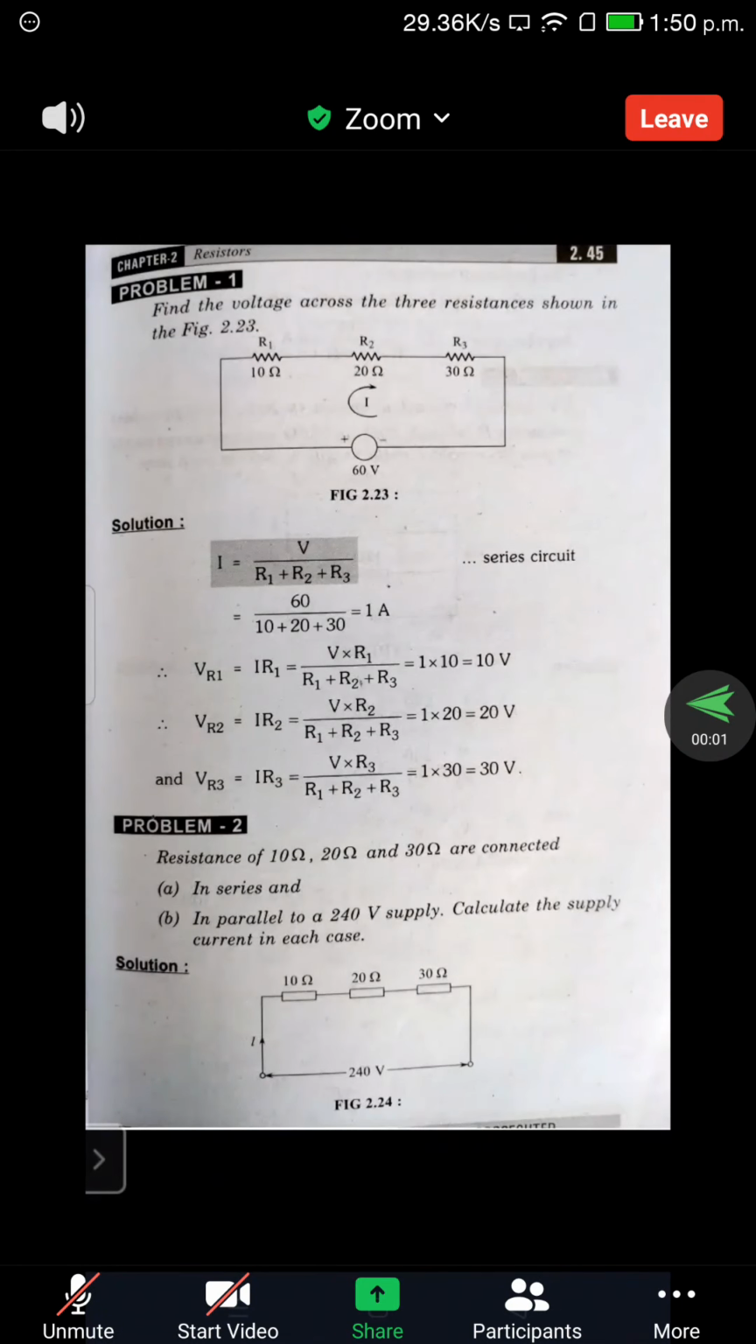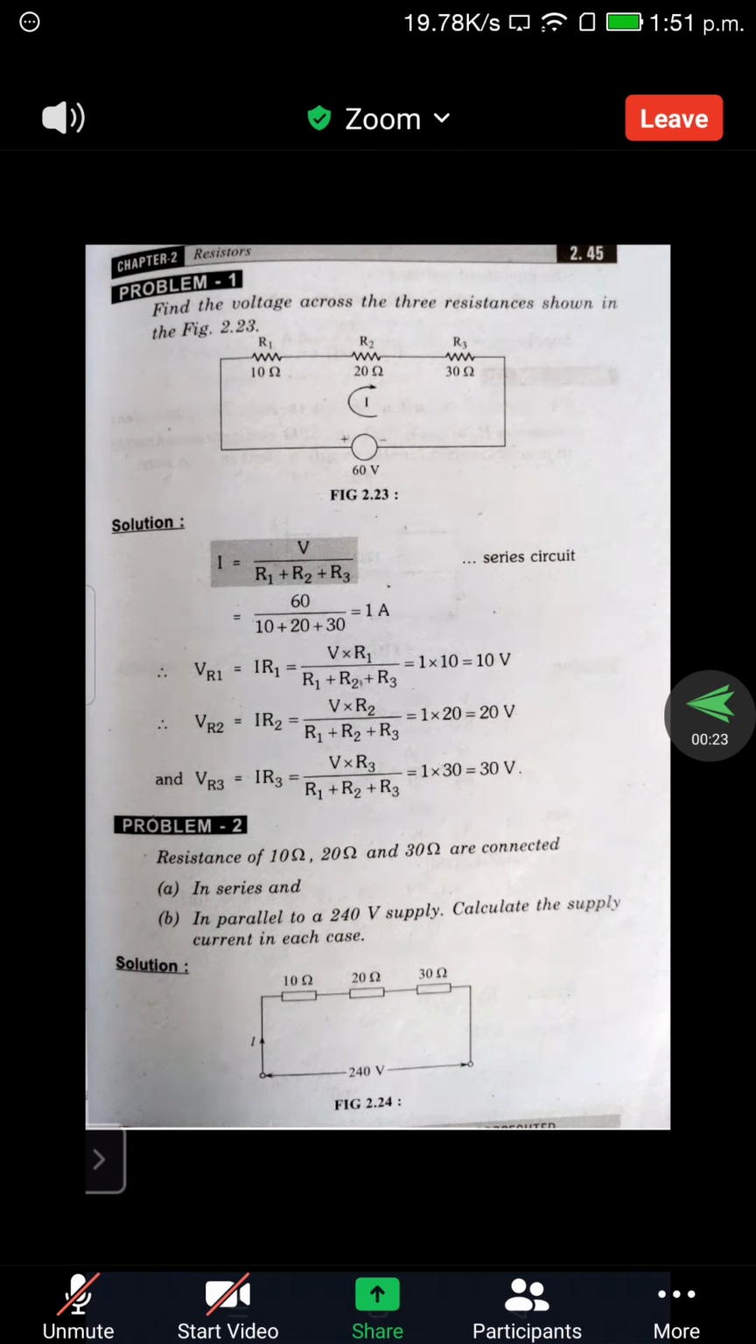So then we find out the voltage drops. What is the voltage drop there? VR1, the formula V is equal to I into R, the basic formula. Instead of V, we can write VR1, VR2, VR3. Instead of R value, we can write R1, R2, R3. So first we find out the VR1 value, I into R.